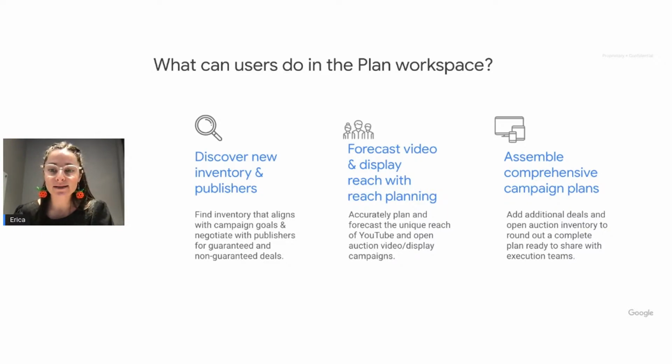The ability to forecast video and display reach with reach planning is also a really helpful feature here. So if you know that you're going to have different media types running within the same campaign, with the planning tool, you'll get a sense before you even set anything live, what types of inventory will be available, what types of different targeting tweaks you can make to expand reach, and so forth, so that you're setting yourselves up from the start to be extremely successful with what you go live with.